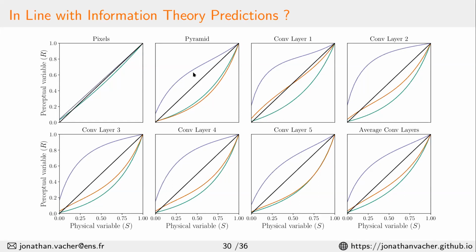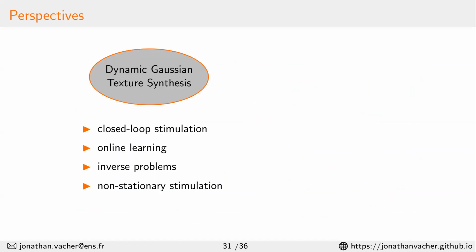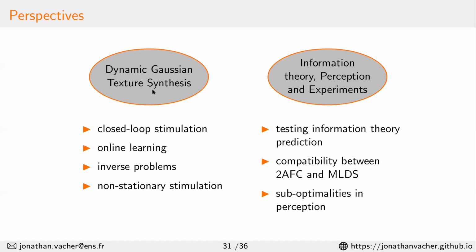So in terms of this type of experiment in relation to information theory, but also in terms of pushing further the model of Gaussian texture that I showed, I will talk again about dynamic Gaussian texture, and also information theory, perception, and experiment. The idea is that I want to test this information theory prediction in a more classical setting, mostly using orientation, for example. And this theory is able to account for what you observe in a two-alternative forced choice experiment.